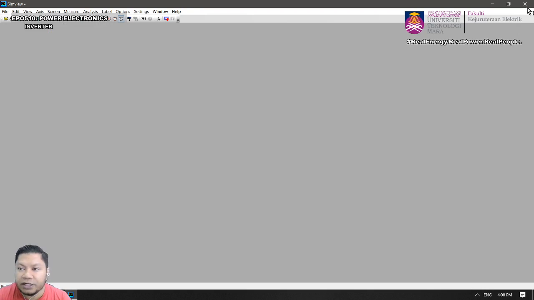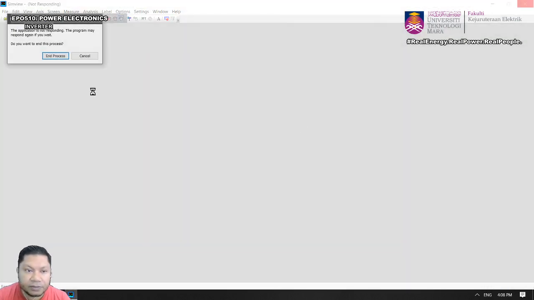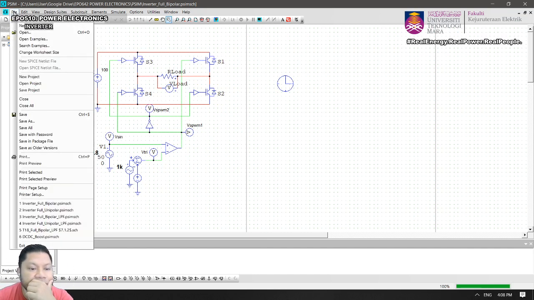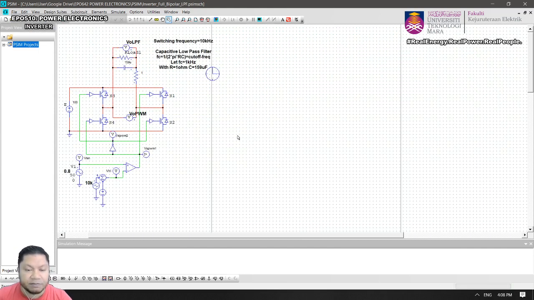And I'm going to show you, I did mention that if you put a filter, okay, once you put the filter, you're going to remove the harmonics, isn't it? And then you let only the fundamental pass through to the load. Okay, so I'm going to show the low pass filter for bipolar PWM. Okay, so this is bipolar PWM, right? We only have one comparator, so you can differentiate between bipolar and unipolar by looking at the number of comparators. If it's a single comparator, then this is bipolar PWM, right?